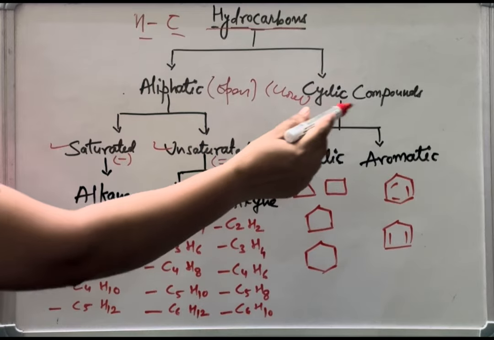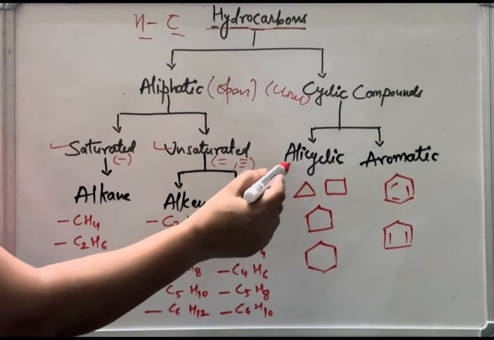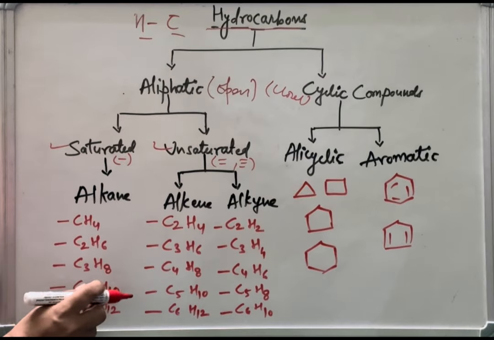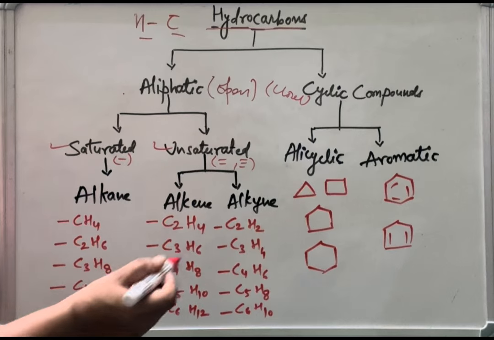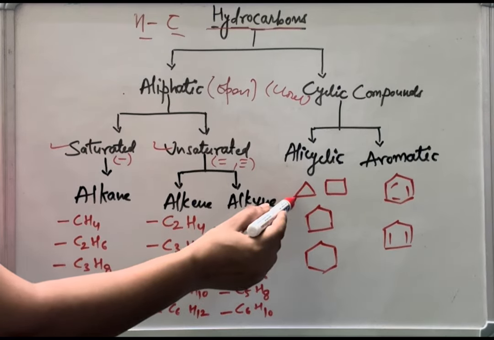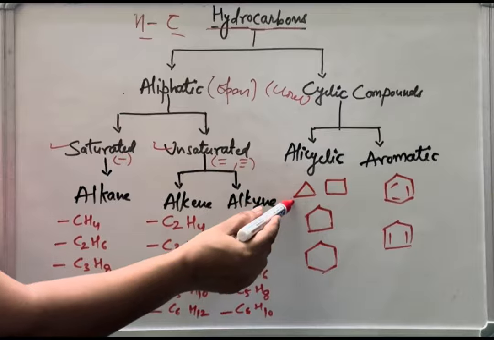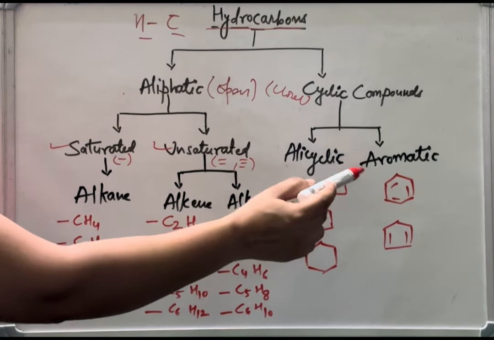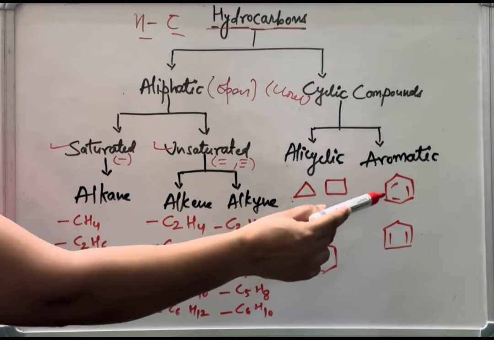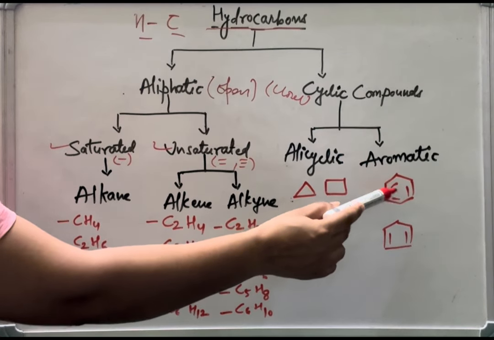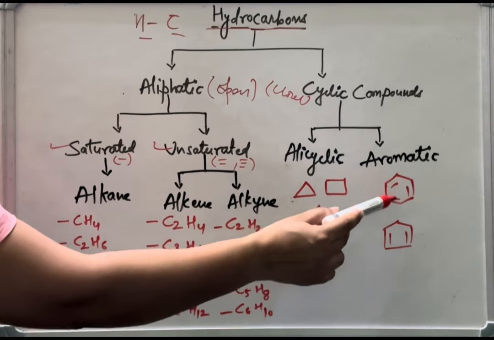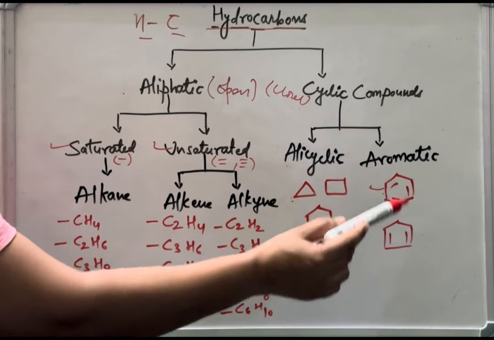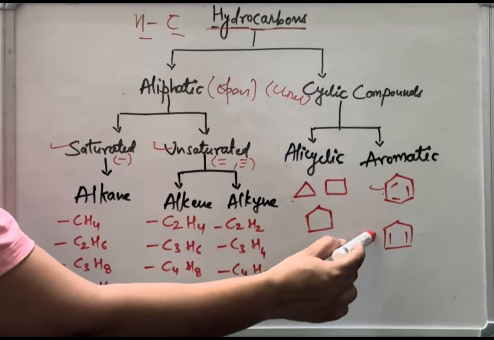Then cyclic compounds are divided into two types, alicyclic and aromatic. Alicyclic compounds are closed chain compounds but they do not have a double bond inside, as you can see here. It is just a closed chain. In aromatic compounds, which give aroma, double bonds and single bonds are present at alternate positions, as you can see in benzene.